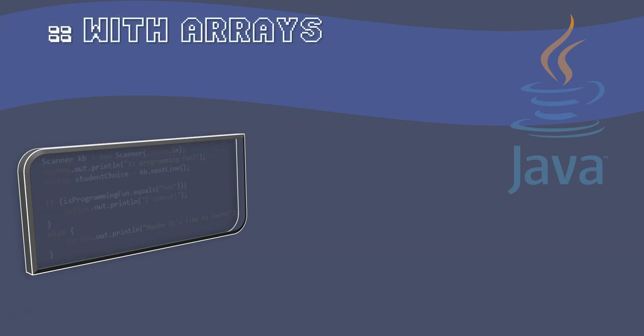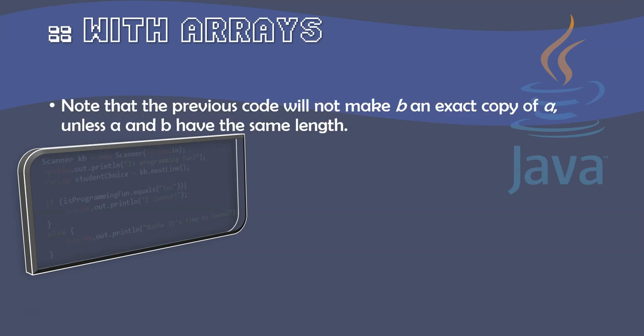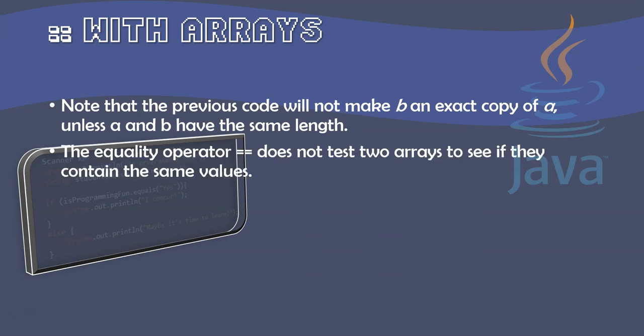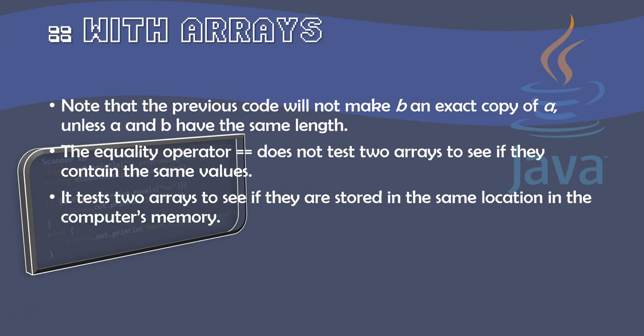And that ties us back to our last bit here, which is equals equals with arrays. You'll note that the previous code does not make b an exact copy of a unless b and a have the same length. The equality operator equals equals relies on a bit of a test as well, because it does not test two arrays to see if they contain the same values. As we've already mentioned, arrays are references. And so when you use equals equals here, it's going to test those two arrays to see if they're stored in the same location in the computer's memory.